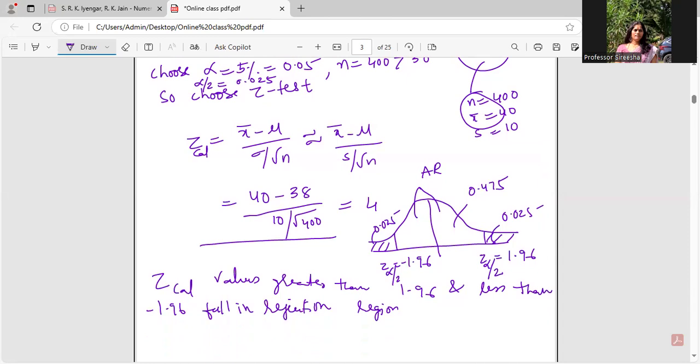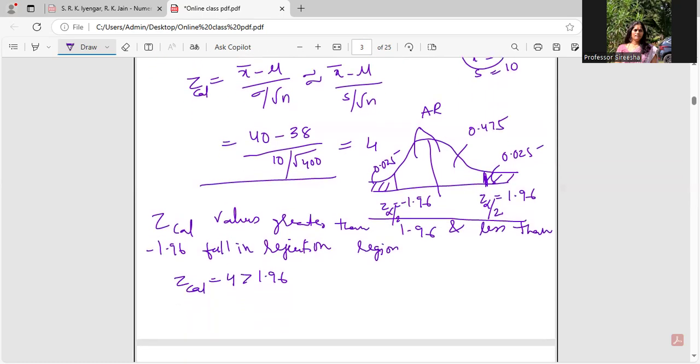Now you see here, guys, what's the Z cal? Z cal, I've got it to be 4, which is greater than 1.96. Obviously, if you draw this Z curve and mark your acceptance and rejection region, you'll be clear where the values are falling. 1.96 is somewhere here. 4 would be somewhere towards the right of 1.96. Towards the right of 1.96, the whole area is rejection region. So Z cal greater than Z tab, the tabulated value. This is the standard way of writing.